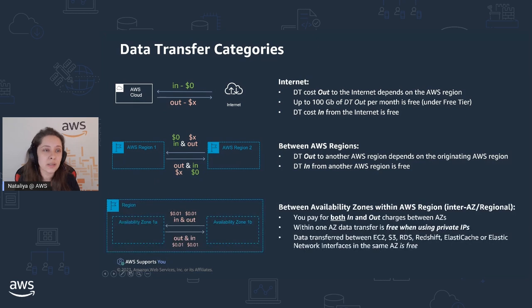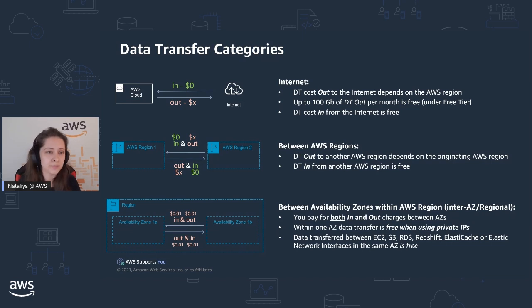Another type of data transfer charge is regional data transfer. Let's say there is an EC2 instance in one availability zone that talks to an EC2 instance in another availability zone. They are both part of the same region, but they've crossed that AZ boundary. In this case, they incur inter-AZ data transfer charges. That's charged in both directions on a per gigabyte basis.